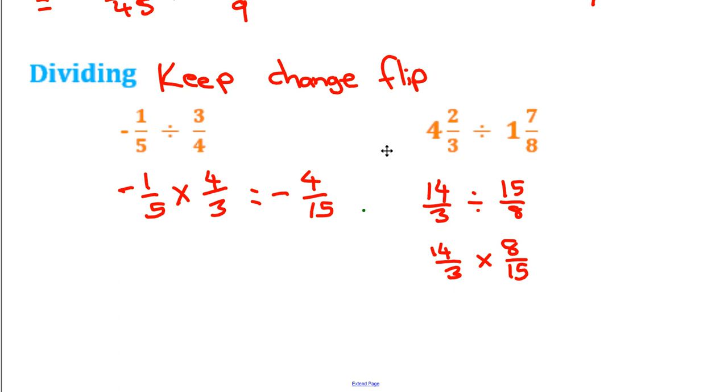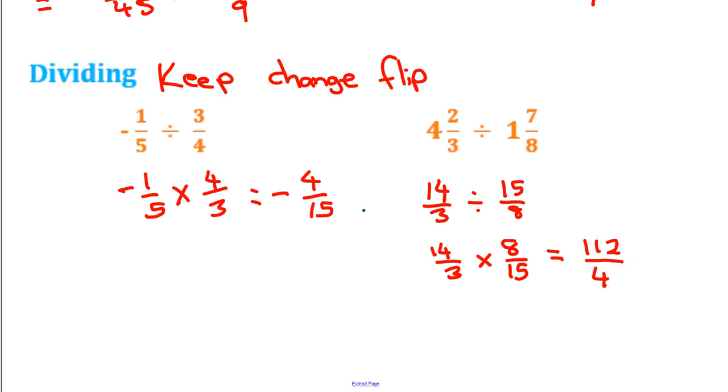Can we do any cancelling down? No, we can't, really, because you can only cancel vertically or diagonally, but not horizontally, so we can't cancel these ones. So we have to instead work out what's 14 times 8. You can think, what's 10 times 8? That's right, it's 80. What's 4 times 8? It's 32. So what's 80 plus 32? That's right, it's 112. Over 3 times 15. What's 2 times 15? It's 30. Add another 15, we've got 45.